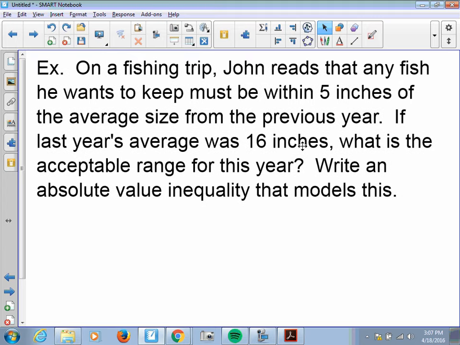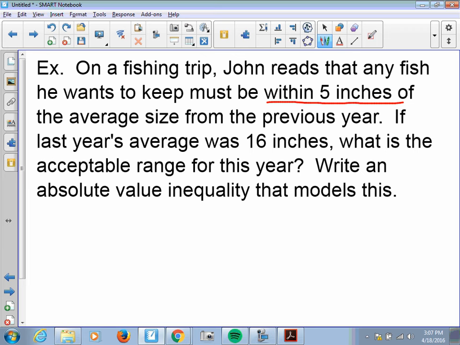So absolute value is, remember, a range of values. It takes you a distance in the positive direction and the negative direction. So if we look at it, John reads that any fish he wants to keep must be within 5 inches of the previous year's. Within, that's important. That means it has to be plus or minus 5 inches of the average.